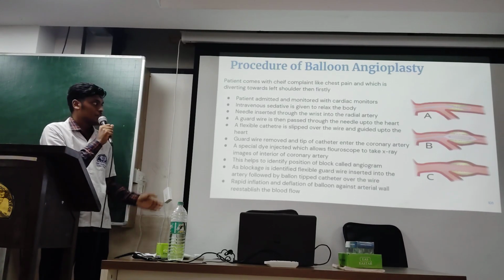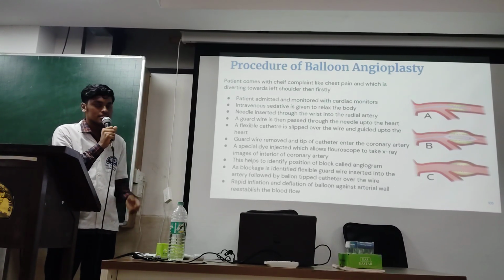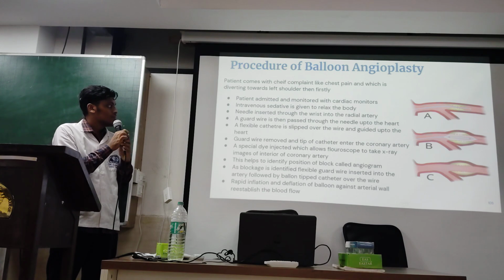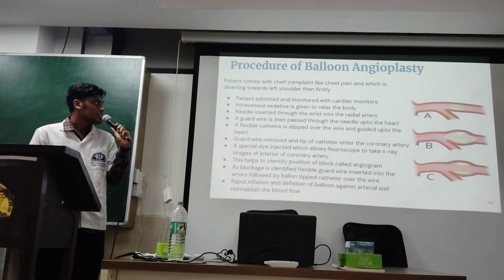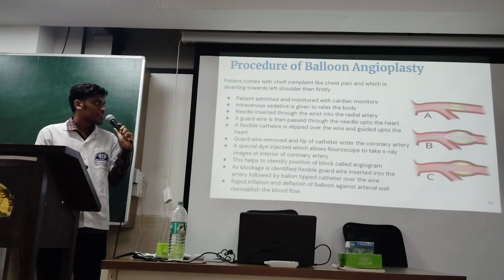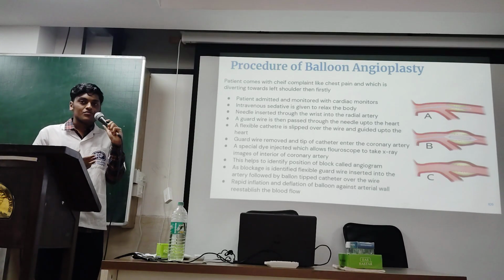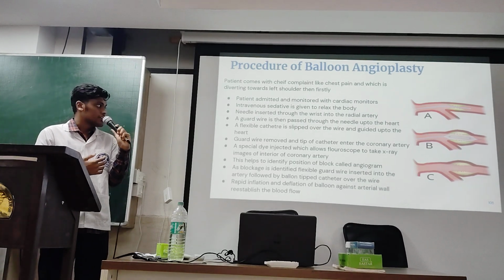A guide wire is then passed through the needle up to the heart. Then a flexible catheter is slipped over the wire and guided up to the heart. The guide wire is removed as the tip of the catheter reaches the coronary artery.